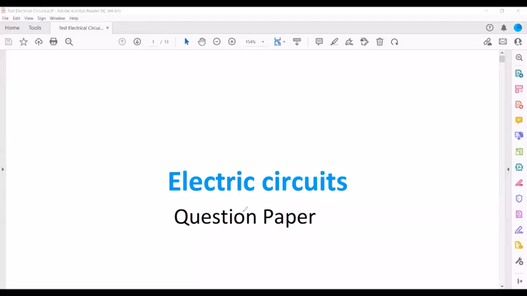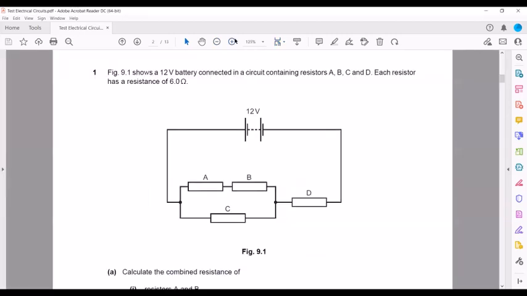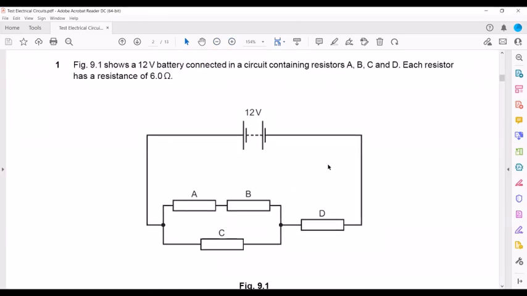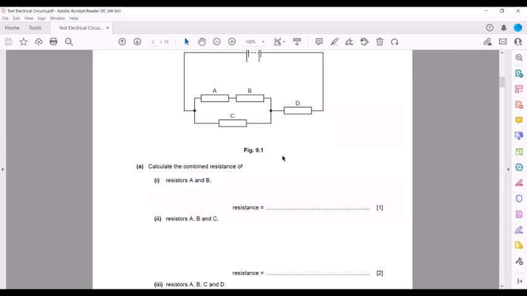So this was the last week test paper, questions related to electrical circuit. In question 1, figure 9.1 shows a 12-volt battery which is connected in a circuit containing resistors A, B, and C. Each resistor is 6 ohm. We have to calculate the combined resistance of A and B.